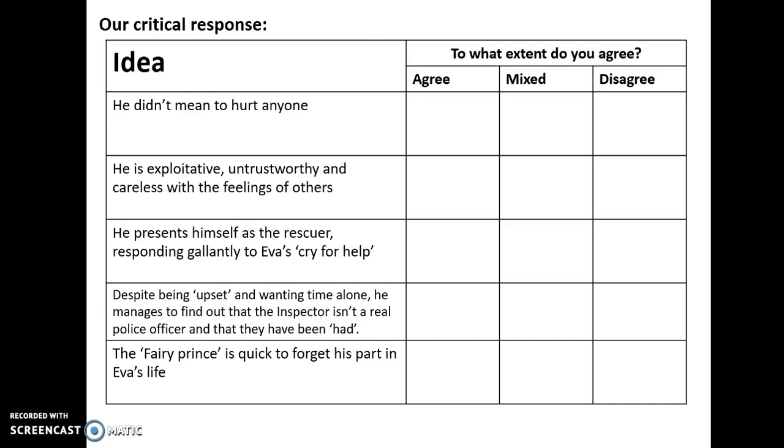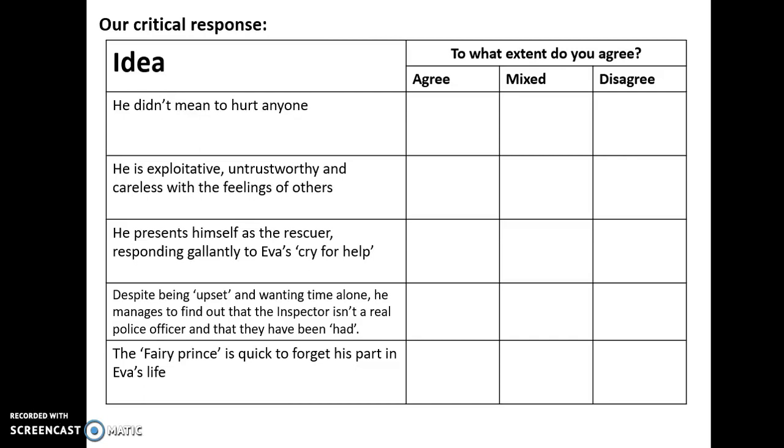Second idea that we find within the article, the writer says that Gerald is exploitative. He exploits people. He's untrustworthy and he's careless with the feelings of others. To what extent do we agree? Do we think he does exploit people? Is Gerald untrustworthy and is he careless with the feelings of others? Pause the slide and decide to what extent you agree with that idea.